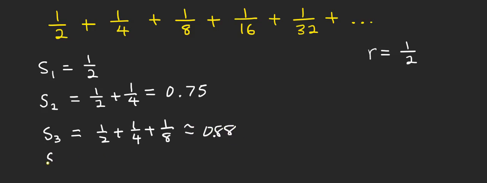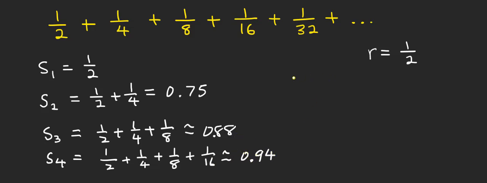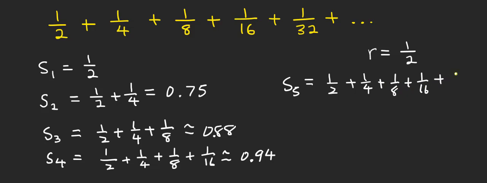0.88. What about S4? That's finding the sum of the first 4 terms. So 1 over 2 plus 1 over 4 plus 1 over 8 plus 1 over 16, which is approximately 0.94. What about S5? That's the partial sum of adding the first 5 terms. So 1 over 2 plus 1 over 4 plus 1 over 8 plus 1 over 16 plus 1 over 32, which is approximately 0.97. So it looks like as you add more terms, like find the partial sum of S6, S7, and so forth, you're getting closer to 1.